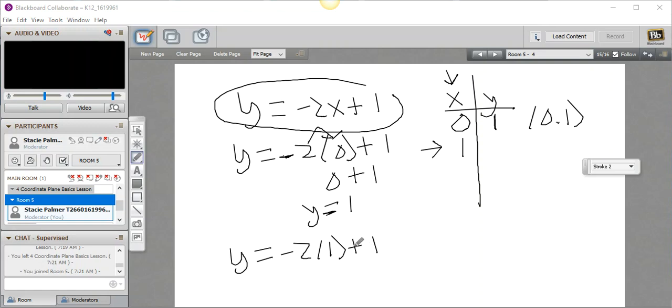Okay, so now go ahead and get out your calculator. You're going to do -2 times 1 right here, which is -2. And then -2 plus 1 will give you a -1. Okay, so when we let the x be 1, the y is -1. So this gives us a point, 1, -1, that is on the line.